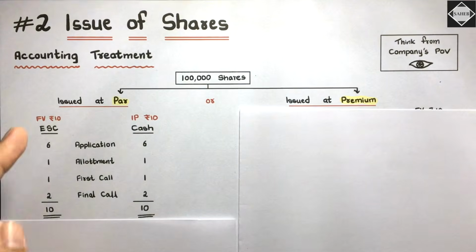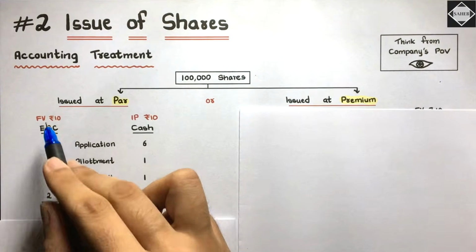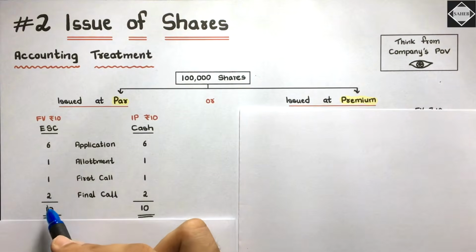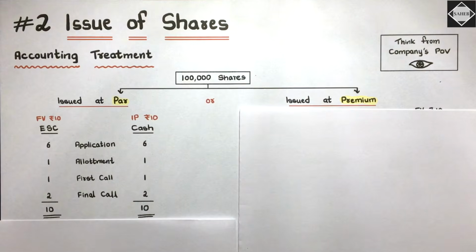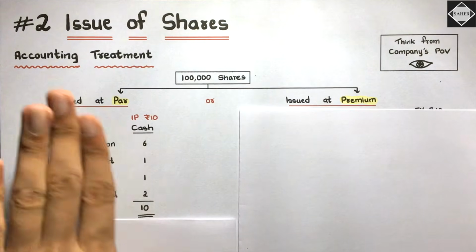And then how will the money go into the equity share capital account? 6, yeah, that's the face value. 1 face value, 1 face value, 2 face value, it will go entirely to the equity share capital account, slowly, part by part. Is that clear? Simple.